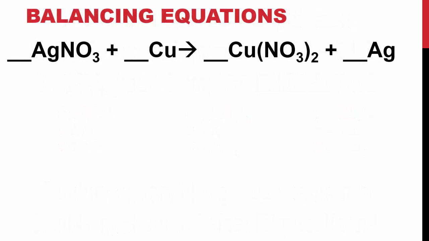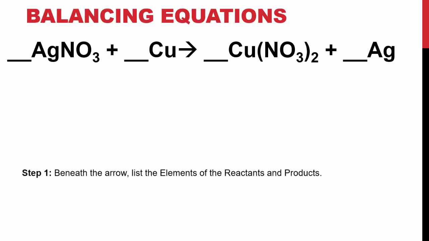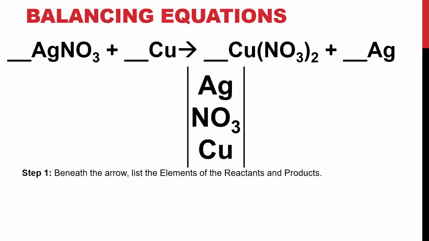So as you can see here, we have silver nitrate plus copper yielding copper nitrate plus silver. You can see that nitrate is on both sides of the reaction, so we can keep it as one whole unit. So when we make our lists, we're going to keep nitrate as one whole unit. So make those lists under the arrows. Silver, nitrate, because it appears on both sides as nitrate, and then copper.